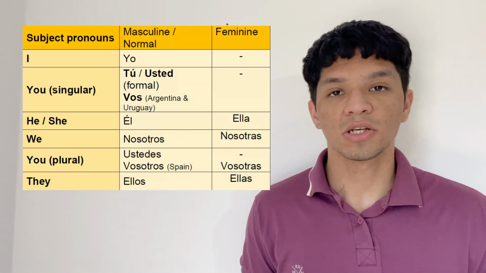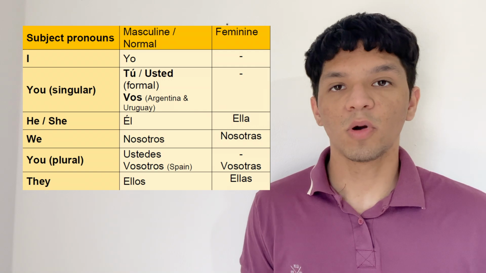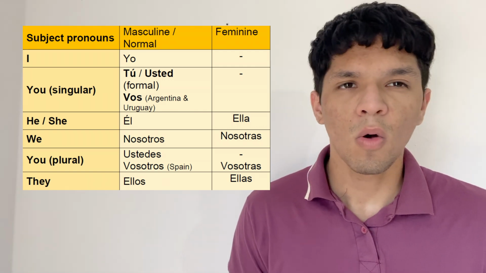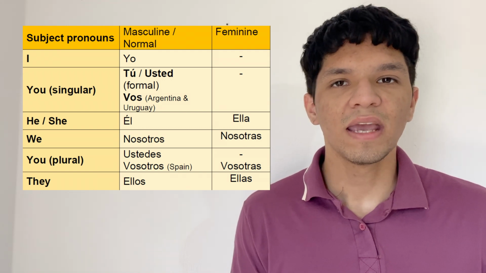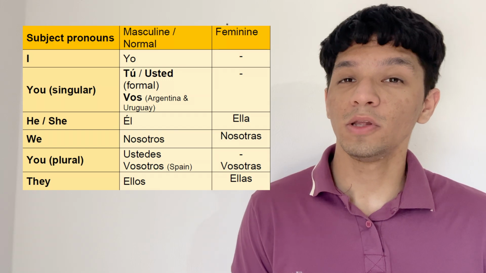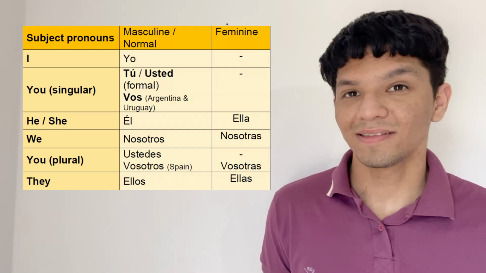In first place, I would like to show you here an image of all of our pronouns in Spanish. Now, let's start with the explanations of all of them. Why do we need an explanation? It's because depending on the country, depending on the context, we will use one or the other. So let's start with the first one.